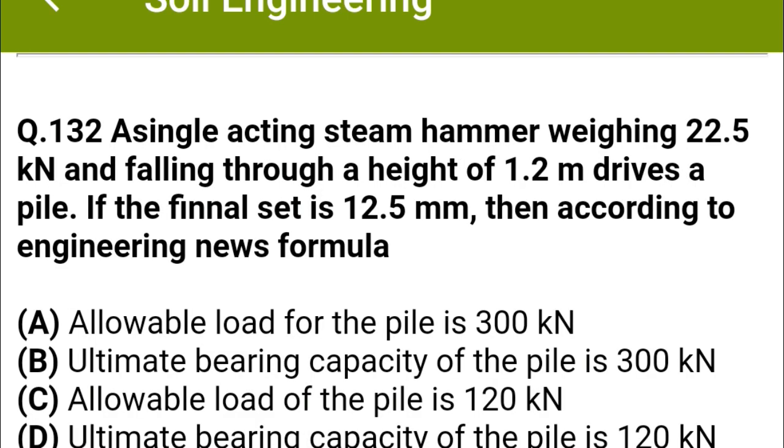A single acting steam hammer weighing 22.5 kN and falling through a height of 1.2 meter drives a pile. If the final set is 12.5 mm, then according to the Engineering News formula, option A, allowable load for a pile is 300 kN. Option B, ultimate bearing capacity of the pile is 300 kN. Option C, allowable load of pile is 120 kN. Option D, ultimate bearing capacity of pile is 120 kN. The correct answer is option A, allowable load for a pile is 300 kN.